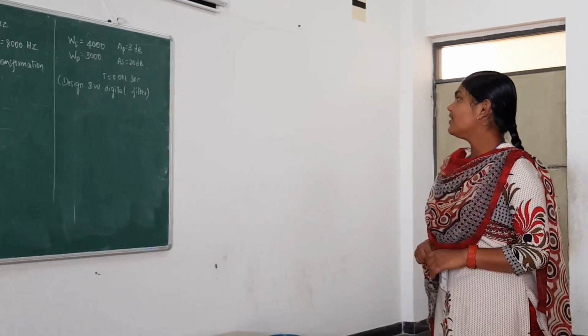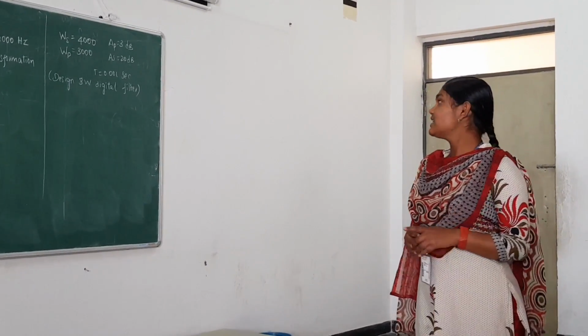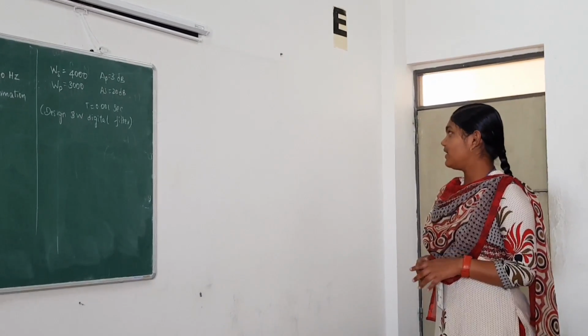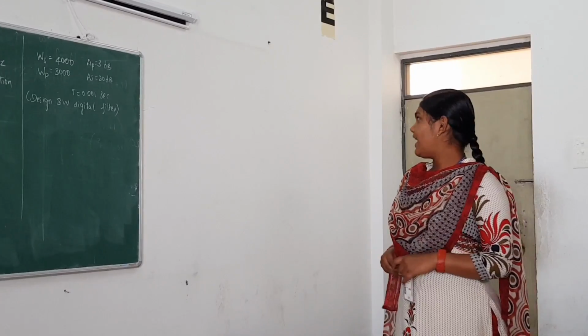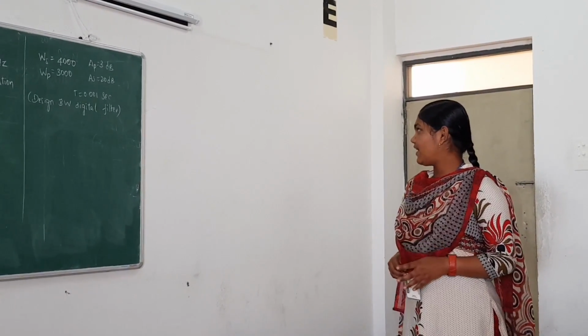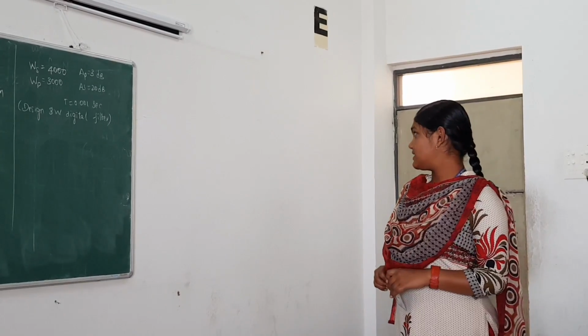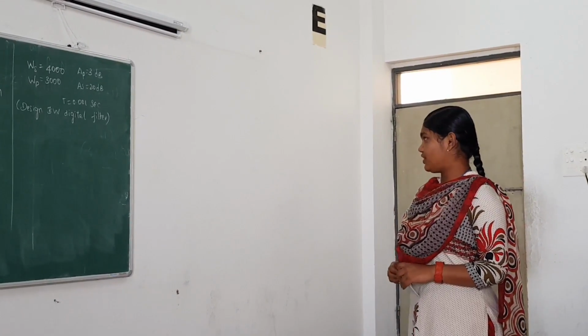About the Butterworth filter, from the given data, you have to analyze Ws and Wp, which are nothing but omega s and omega p, and Ap and As, which are nothing but alpha p and alpha s. Then you have to find the order of the filter, the cutoff frequency, then H(s).